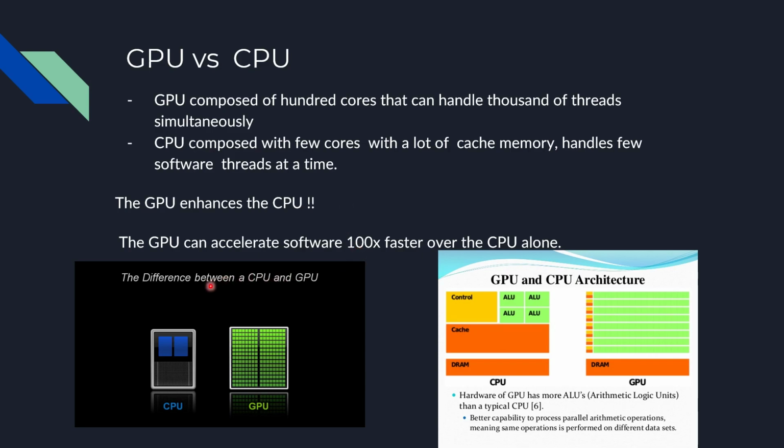And the picture right here is the architecture of how the GPU and the CPU look like. We can see that the GPU has a lot more ALUs than the CPU, which helps with computing and allows more threads to be handled.